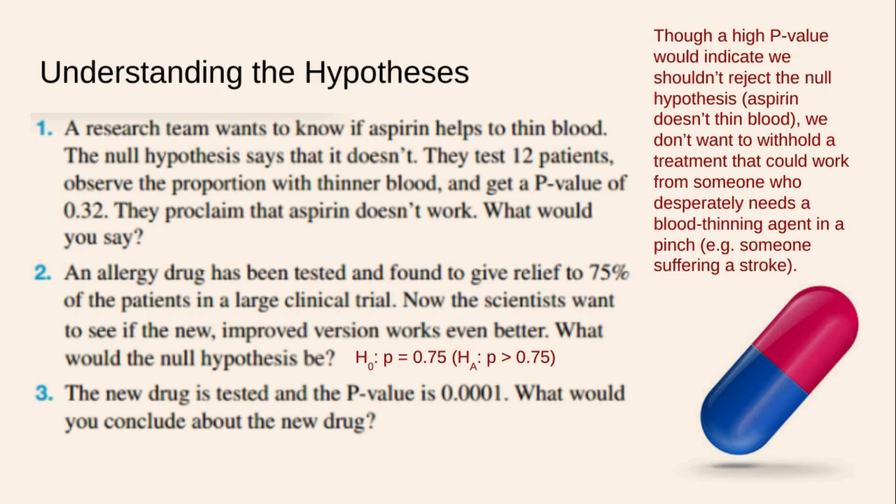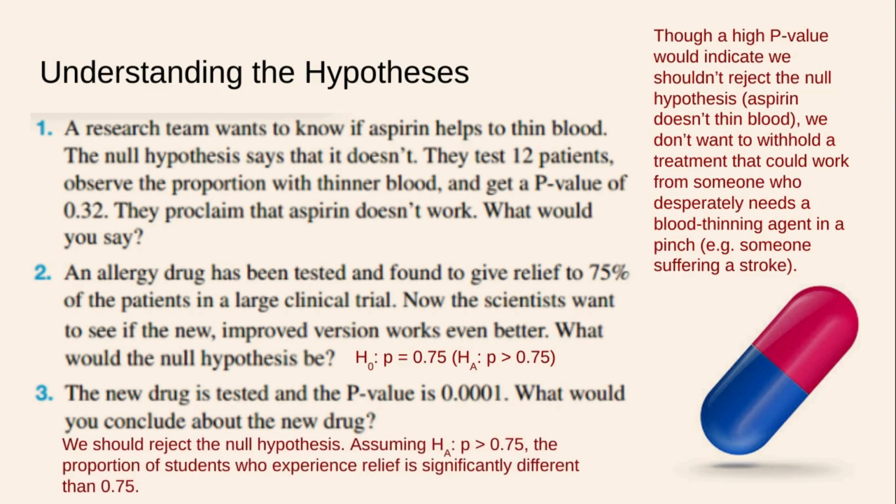The new drug is tested, and the p-value is really, really small. What would you conclude about the new drug? Well, that's a small p-value, which means we should reject the null hypothesis, assuming that the alternative hypothesis would be p is greater than 0.75. The proportion of individuals who experience relief, I should have said individuals, not students, is significantly different than 0.75. Not just students, everybody.